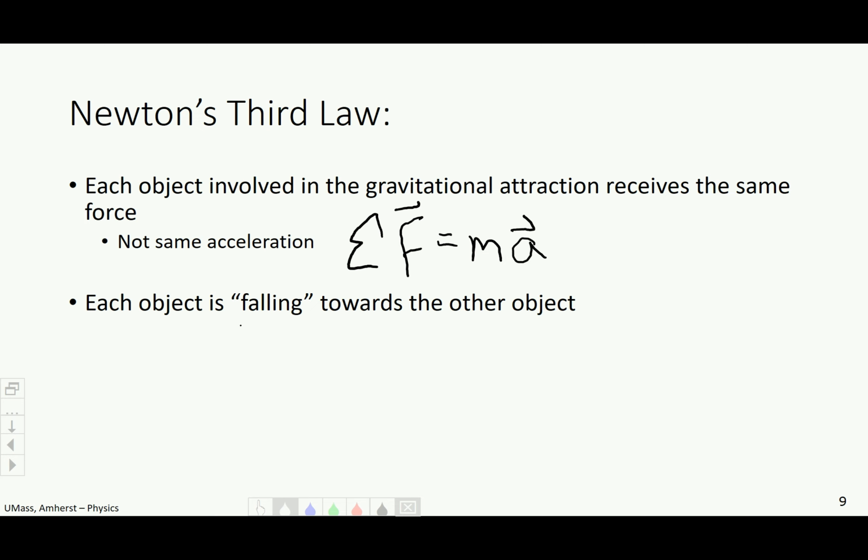But each object is, again, in free fall towards the other object. That's our definition of free fall, being under the influence of gravity from one object to another. So when you jump, you are falling towards the Earth, but by definition, the Earth is also falling towards you because you are exerting a gravitational force on it.